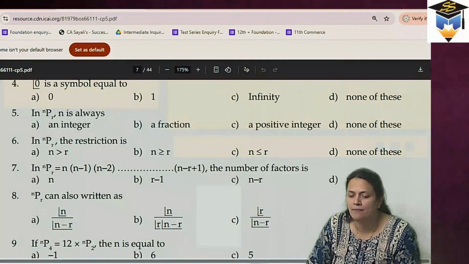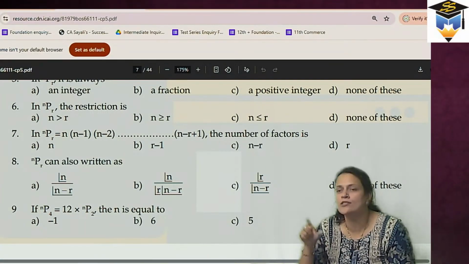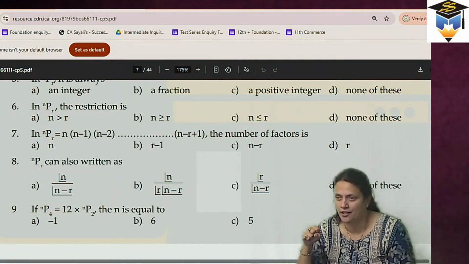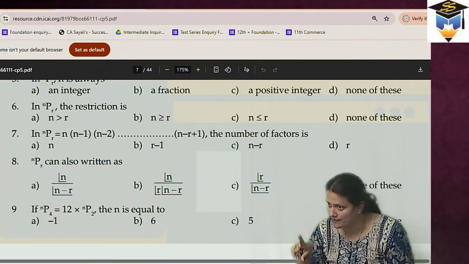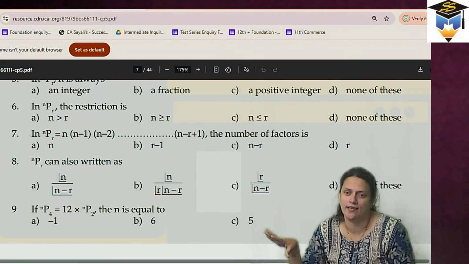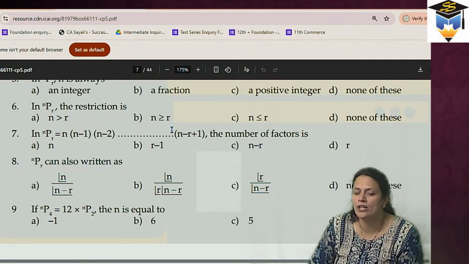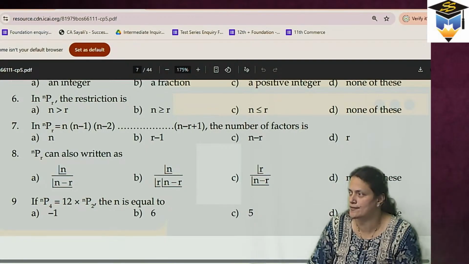Next, nPr, the restriction should be, what is n? n is the total number of people, and r is the number of people we are selecting. So the value of n always has to be greater than r. It can be equal to r, but it cannot be less than r. So n will be greater than or equal to r. So option B is the answer for question 6.